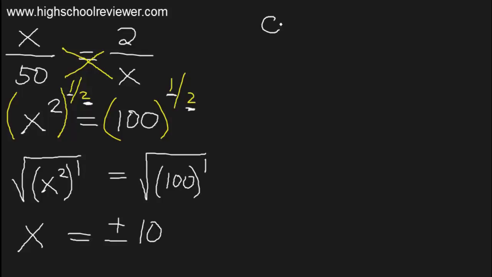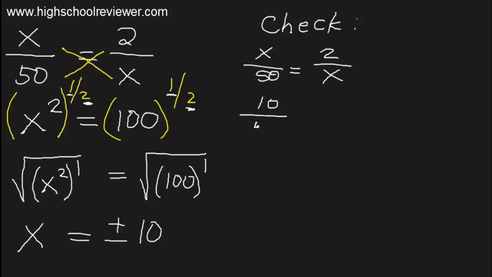Let us check if our answers are correct. So our equation will be x all over 50 equals 2 over x. So let us first use positive 10. So 10 divided by 50, and this will be 2 divided by 10. So 10 divided by 50, that will be 1 over 5, and this will be 1 over 5. So our x, which is positive 10, is correct.